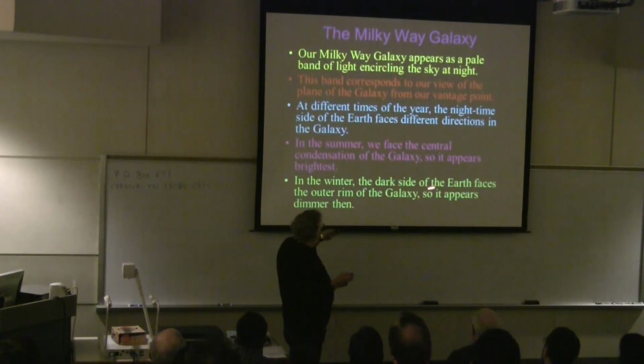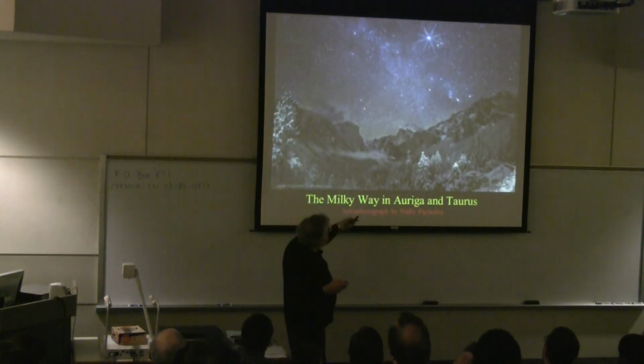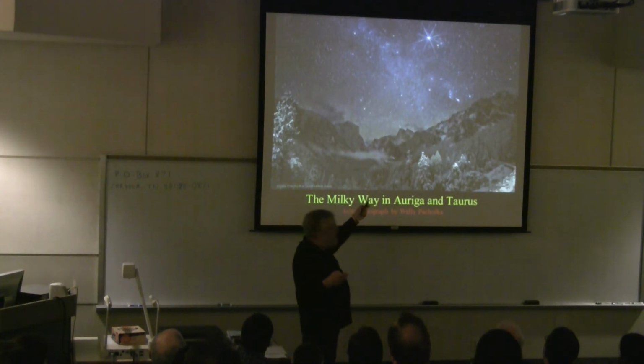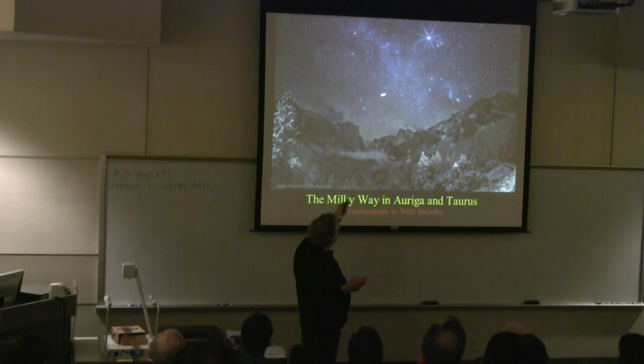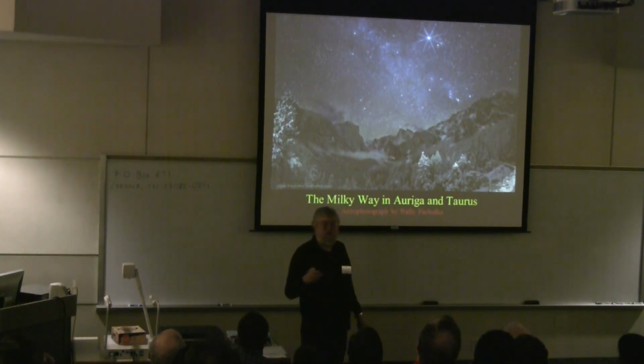In the winter, we're looking out towards the outer rim of the galaxy, and here's a nice picture of that with Orion. That's Jupiter, by the way. When it was in Taurus a few years ago, there was Orion, Castor and Pollux in Gemini, Auriga the charioteer, and we can see the outer part of the Milky Way. It's still visible, but it's not nearly as bright as when we're looking in towards the middle.